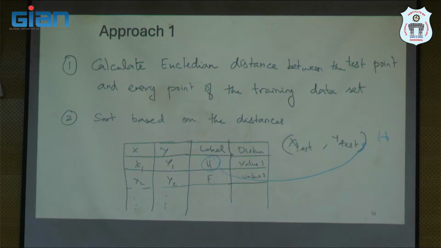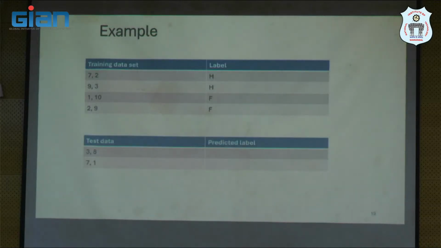So the algorithm is clear, I think. It's not very difficult. Okay. So here is an example, and it's for you to do it now. I'm going to give you maybe 6 to 7 minutes. I have a training data set, I have labels, I have 2 test points. Follow the approach and solve. You can discuss and work together as a team for this activity. Try to predict the label for the test points 3,8 and 7,1.